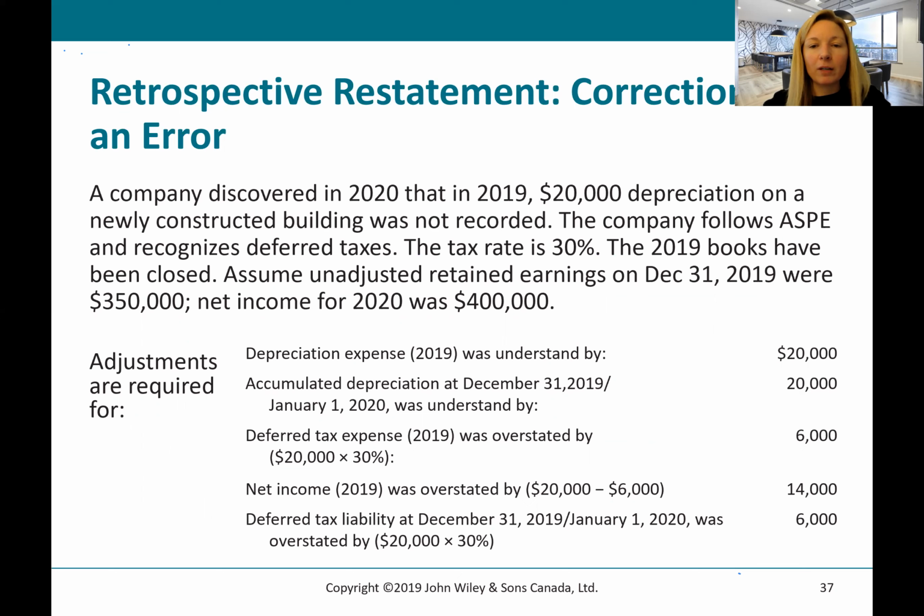So adjustments are required for: depreciation expense was understated by $20,000. Our accumulated depreciation was understated by $20,000 as well. Our deferred tax expense was overstated by $20,000 times 30%, or $6,000. Net income was overstated by the $20,000 minus the $6,000 tax expense, so $14,000. And our deferred tax liability was overstated by $6,000.